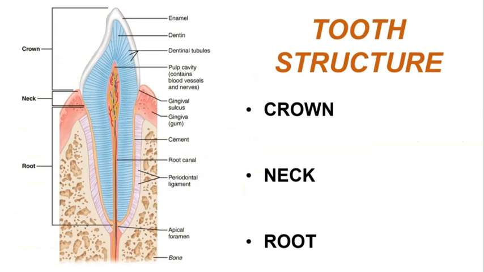Now let's examine tooth structure. Each tooth has 3 regions: the crown, the neck, and the root. The crown is the exposed part of the tooth above the gum or the gingiva. The neck connects the crown to the root of the tooth. And finally, the root is the portion of the tooth that's embedded within the jawbone.